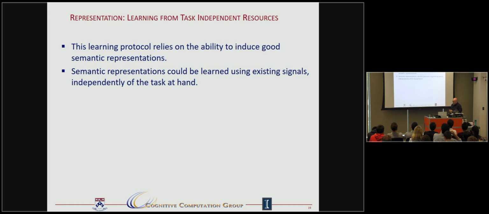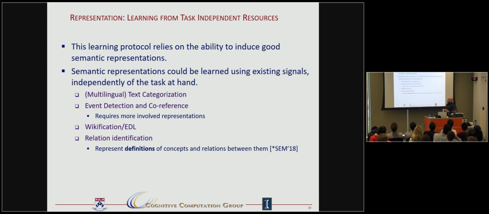So to summarize, these learning protocols really rely on the ability to generate good representations, and you can do this in many, many tasks. So we've worked on text categorization, on events, on wikification or entity linking, relation identification, and so on. And in all cases, one of the key benefits of learning this way is adaptation or transfer.